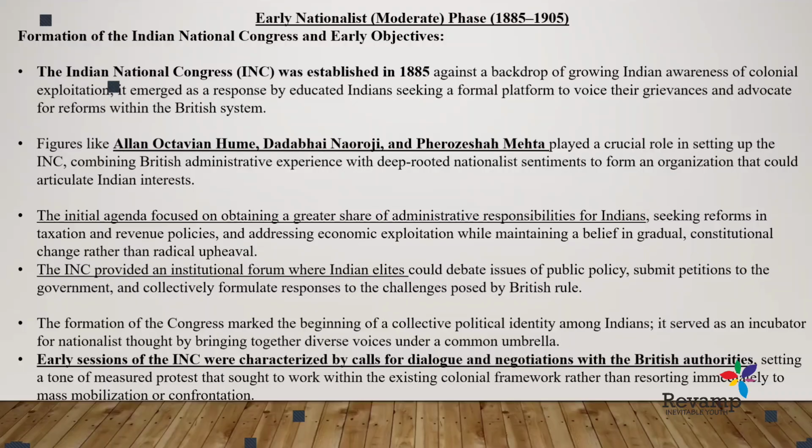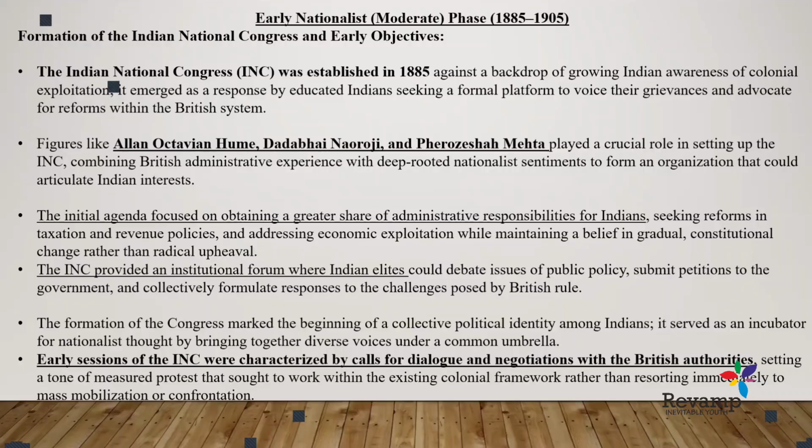The INC, the Indian National Congress, provided an institutional forum where Indian elites could debate public policies on a more organized platform. So they wanted to dilute the revolutionary phase. They wanted to create a debate on the problematic public policies, petitions, and reforms conducted by the colonial government. So they wanted to create a platform where they could debate controversial issues.